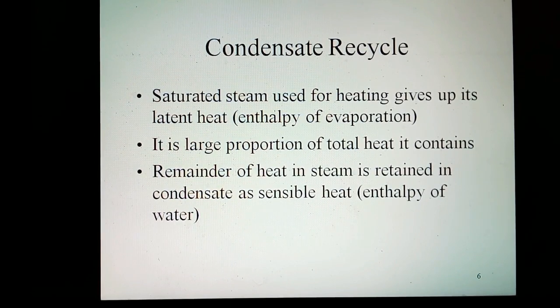Saturated steam used for heating gives up its latent heat and falls to evaporation, which is a large proportion of the total heat it contains. The remainder of the heat in the steam is retained in the condensate as sensible heat and falls to water.